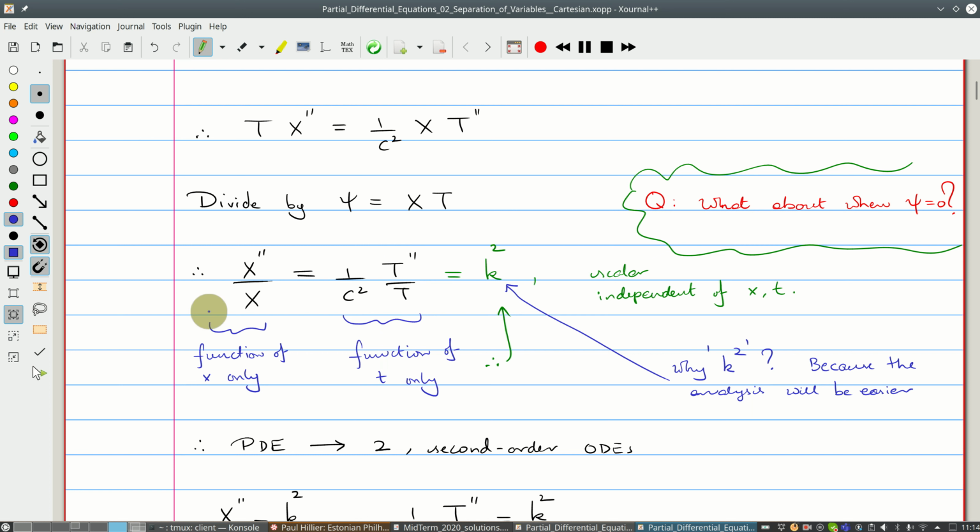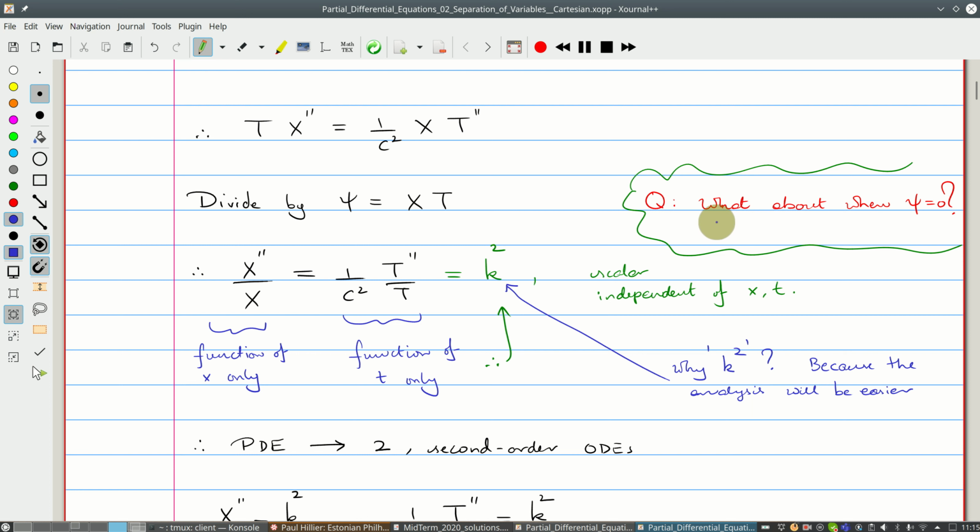So a function of little x only is equal to a function of little t only for all x and t, and the only way this can be true is if it's equal to some constant, some scalar, which is independent of x and t. I've chosen the scalar to be k squared. You'll see why. It just makes our life easier.